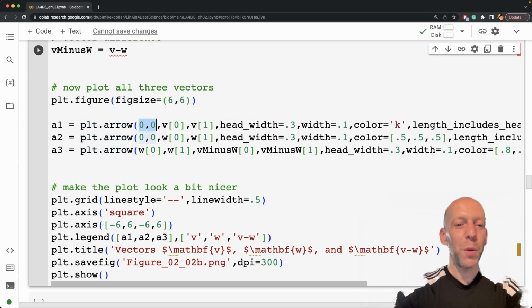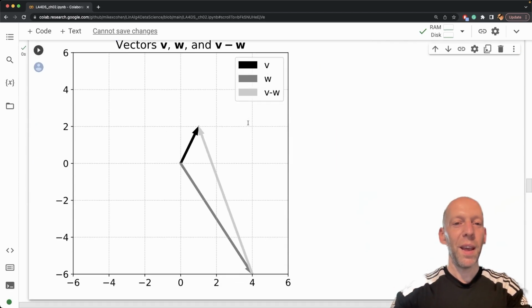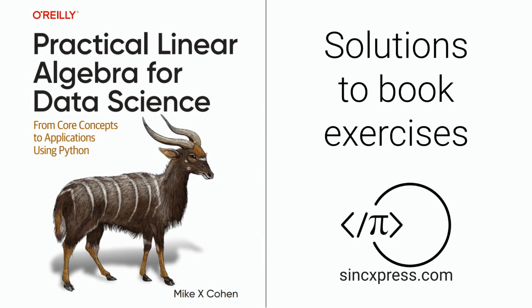So here, both of these arrows are being drawn at the origin. So v and w are being drawn at the origin. And now the subtraction, I start it at w, so the x coordinate for vector w and the y coordinate for vector w. And then I'm saying, how far does this arrow go? Well, it goes the difference vector in the x direction and the difference vector in the y direction. And that is how we get panel B of that figure.